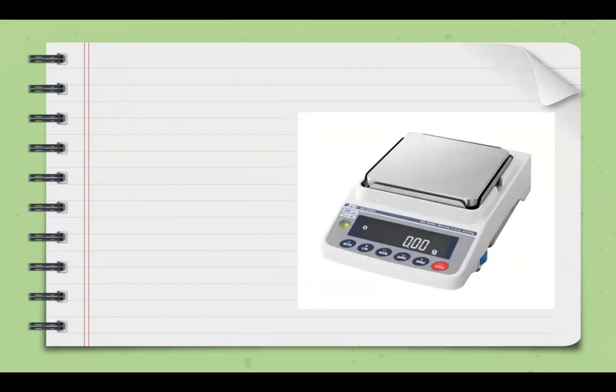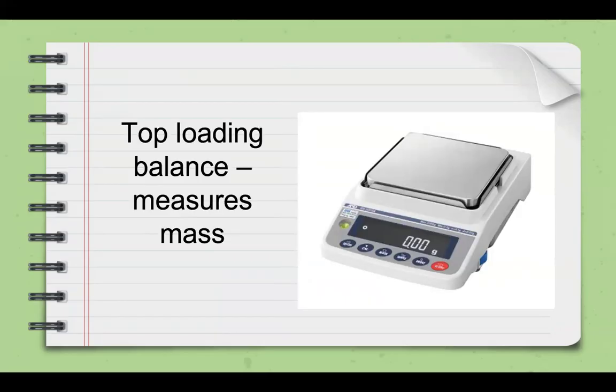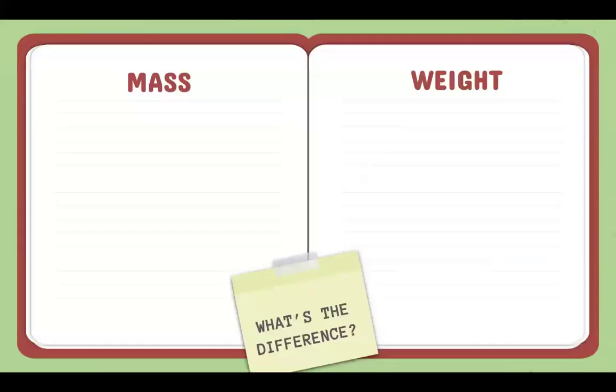And we have this one, but without any glass on top of it. We call this one the top loading balance. And it measures mass in grams or in whatever measurement that you have. And mostly a very small amount of substances. We use this. All right, now, what's the difference between mass and weight?